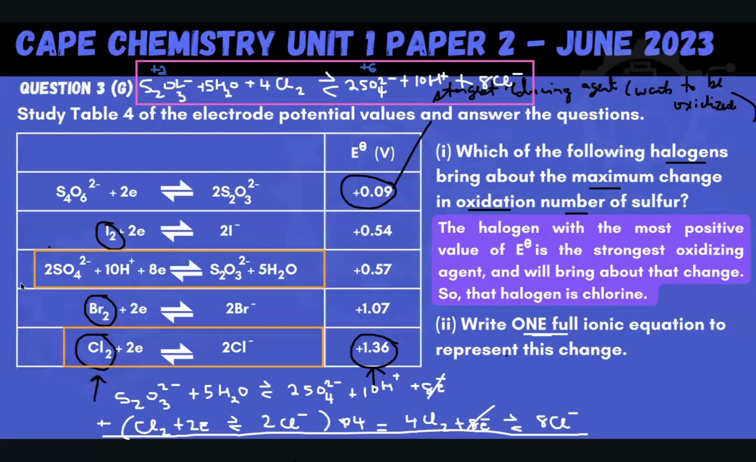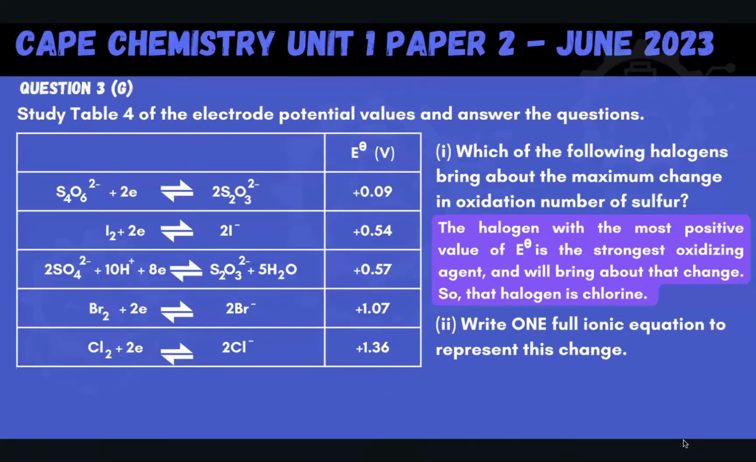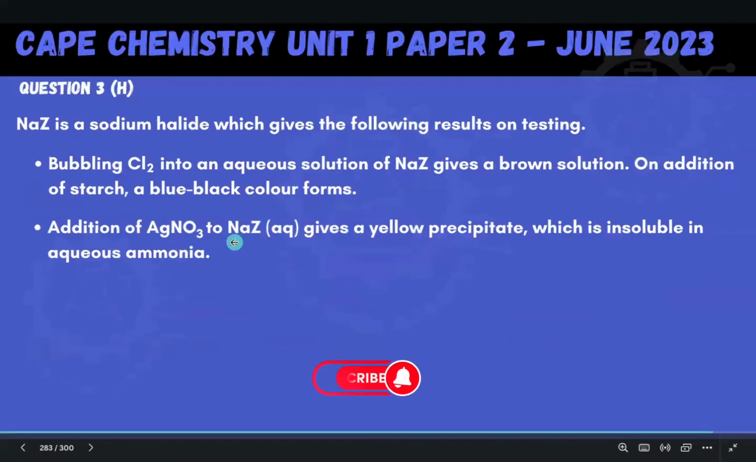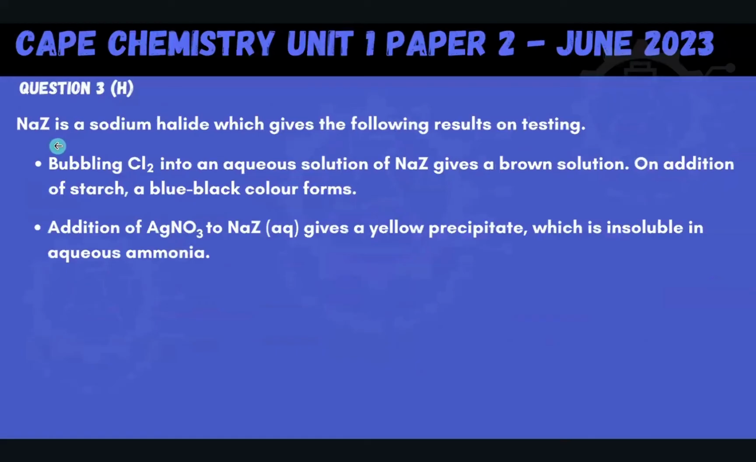So let's clear this, and we're going to move on to the other part. The other part says that now we have NaZ, which is a sodium halide, which gives the following results on testing. When we bubble chlorine gas into an aqueous solution of NaZ, it gives a brown solution. On addition of starch, a blue-black color forms. All right, so here the wheels should start turning in your head. What could Z be?